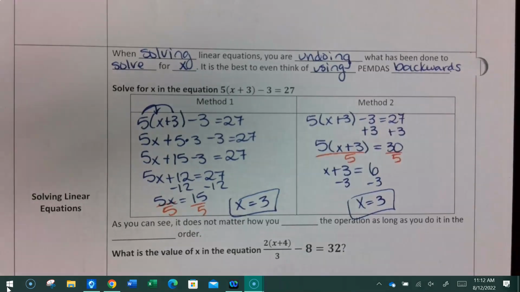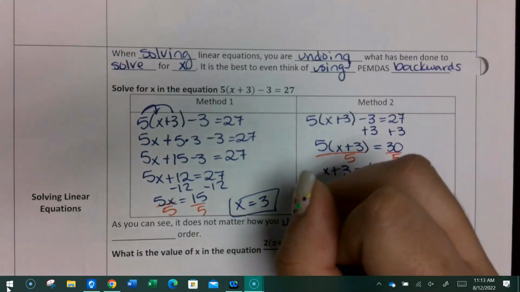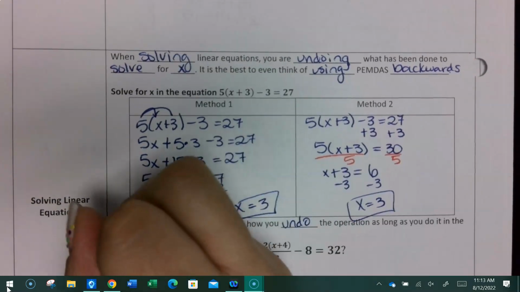So notice, both methods got me the same answer. So it doesn't matter how I undo the operations, as long as I do them in the correct order.